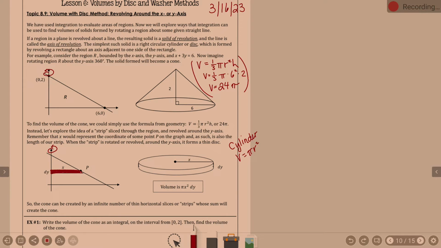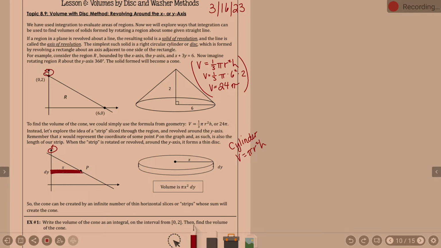That is pi r squared h without the 1/3, right? Cylinder is pi r squared h. Cone has the 1/3. Well, do you see it? The volume of this disk is going to be pi. Instead of r squared, in this case, since it's a horizontal rectangle, it's x squared. What's the dy represent? H. That's your height. Okay, because it's that change in y.